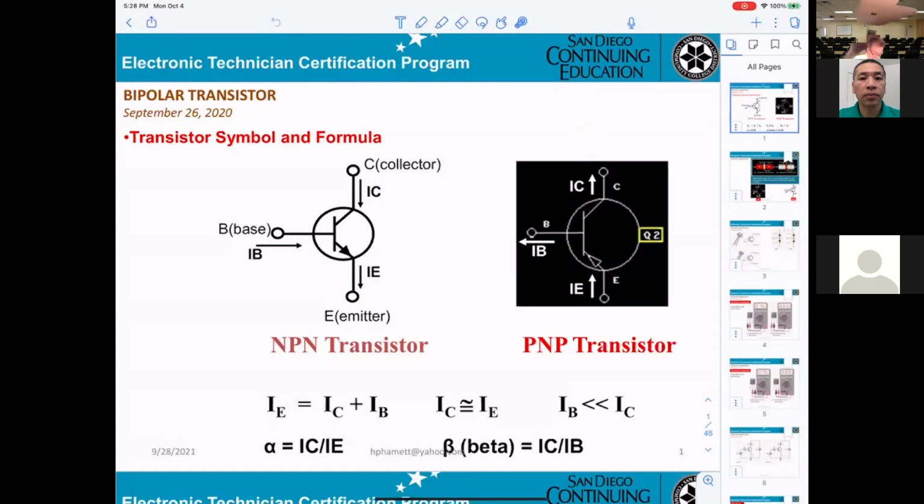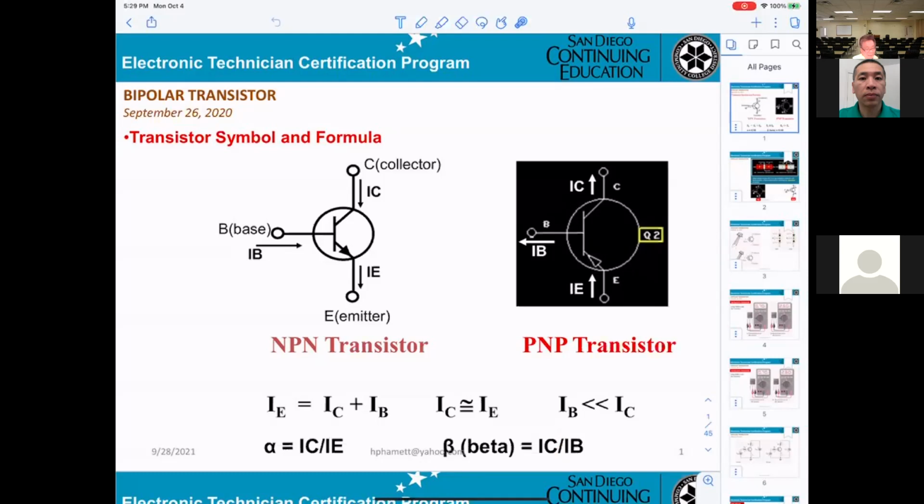Okay, and also you can get another two definitions here. Alpha equals IC divided by IE. Basically, IC and IE are very close, so alpha is almost equal to 1. And the beta, that means the amplifier of the transistor. The beta equals IC divided by IB.